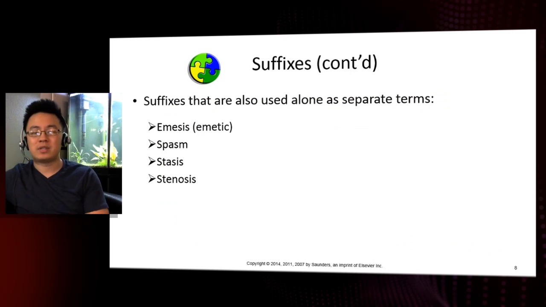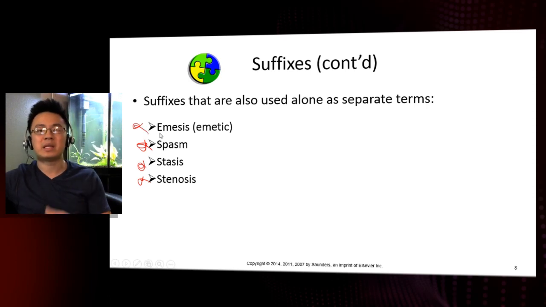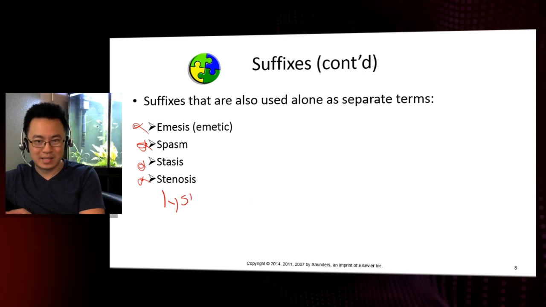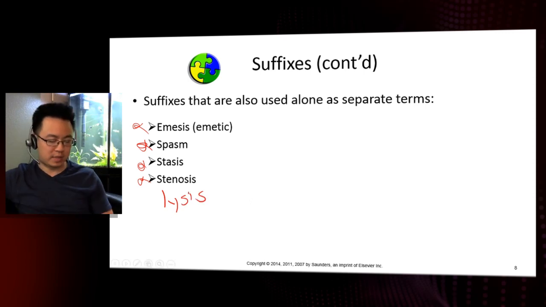Now here are some suffixes that can also be used as independent words. For example, emesis or emetic. We also have here spasm, which I mentioned earlier, stasis and stenosis. All of these four different suffixes can be used as independent terms. Another one here that is not listed, but you should write this down in your notes, is lysis. Lysis here means destruction, for example, the disease caused lysis of liver cells.